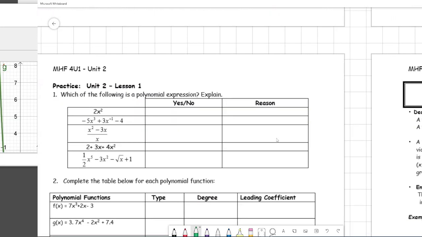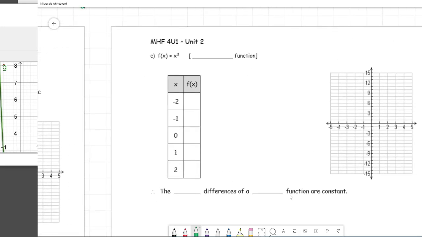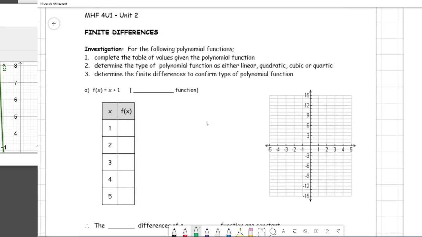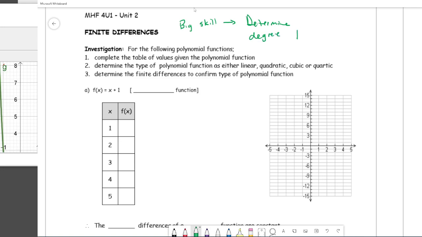Now, one of the bigger skills for this section is to figure out the degree of a function using a table. Okay, so let's just put this up here as a big skill for a second. So the big skill for this section is determine the degree from the table. Okay, so that's going to be the big skill that I'm going to ask here. So I think there's a good example of it in the assignment. Maybe we can take a look at it after.